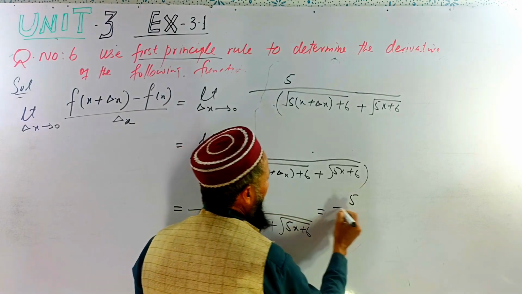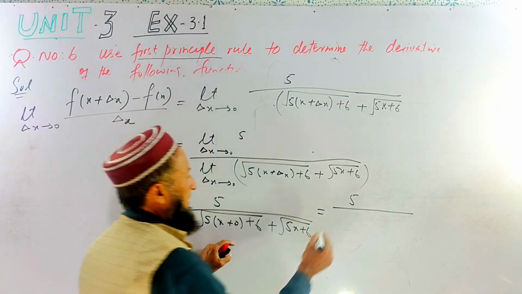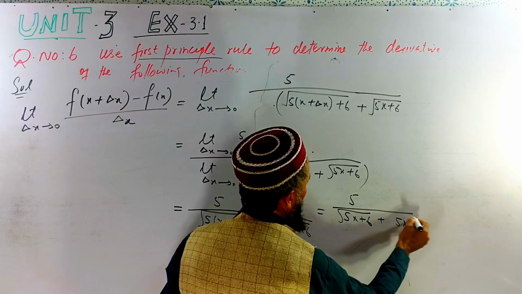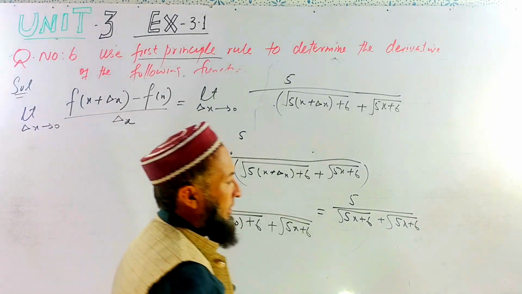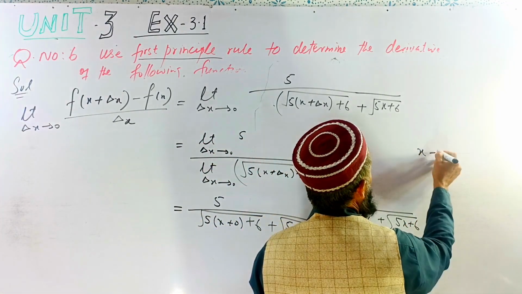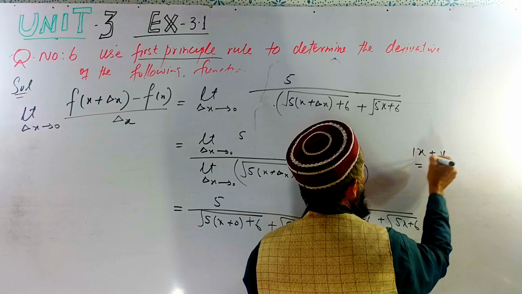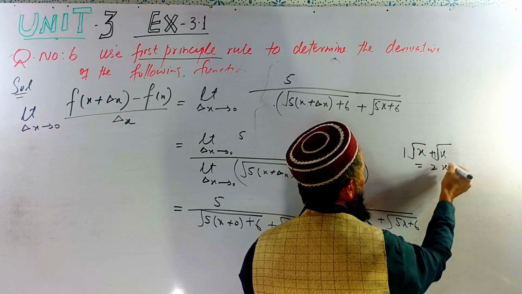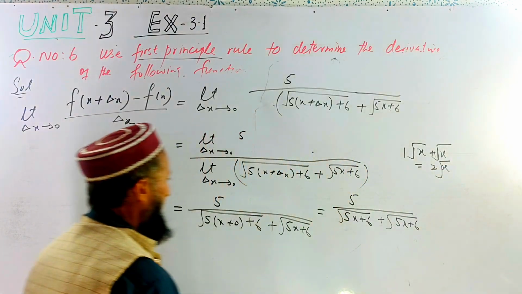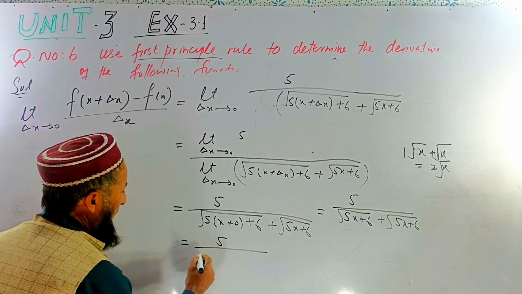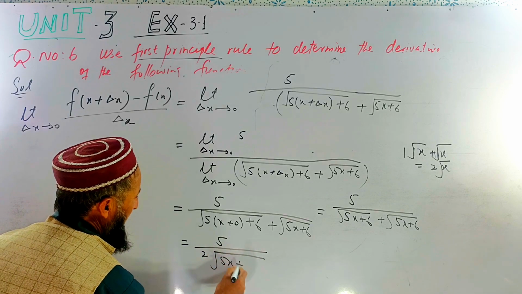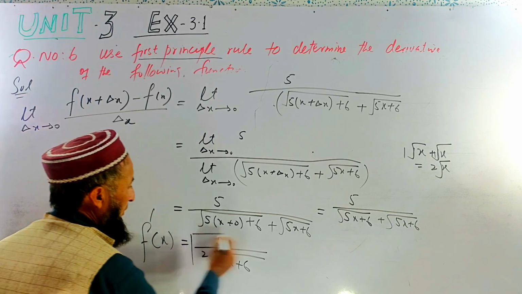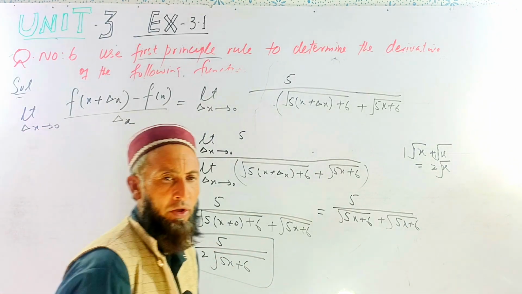Now we have 5 divided by the square root of 5x plus 6, plus the square root of 5x plus 6. Now we add the coefficients according to this definition: x plus x we can write as 2x, and the coefficient of x under the root is 1, so 2 under root x. So we apply these rules. Here it is 5 divided by 2 into the square root of 5x plus 6. That is the value of f dash by the first principle, the answer of this question, part B.